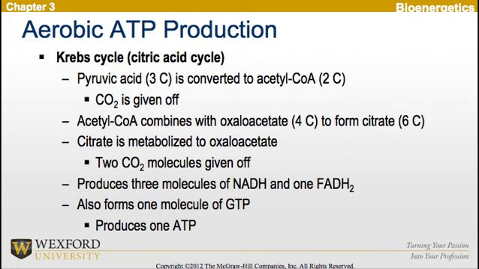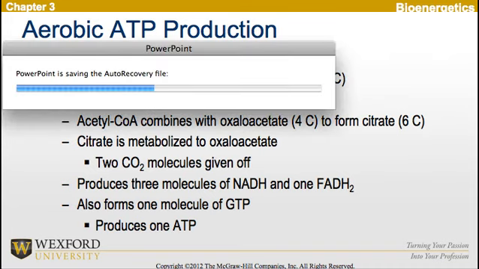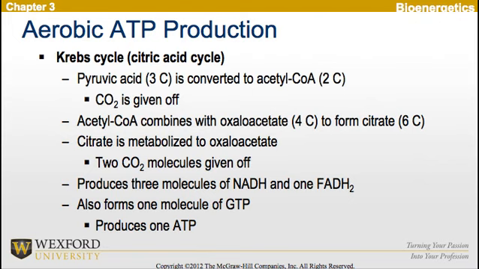Now when we look at aerobic ATP production, this is going to involve the Krebs cycle, also referred to as the citric acid cycle. In this cycle, pyruvic acid is converted to acetyl-CoA, in which carbon dioxide is given off. The acetyl-CoA combines with oxaloacetate to form citrate. Citrate is metabolized to oxaloacetate, and 2 carbon dioxide molecules are given off.